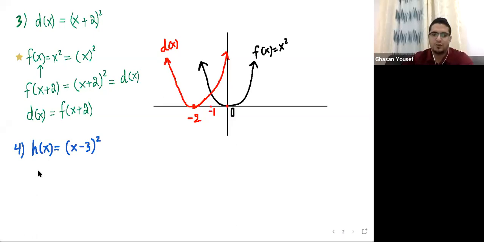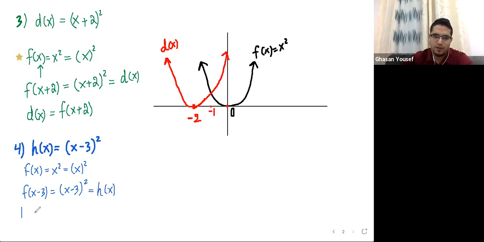But if I want to show exactly how many units, I do it like this. I have to write the original function. The original function is f of x equal x squared. Now, instead of x, I'm going to plug this value x minus 3. So f of x minus 3 equal x minus 3 everything squared. You see this? Now this one is exactly this one, and this is equal h of x.